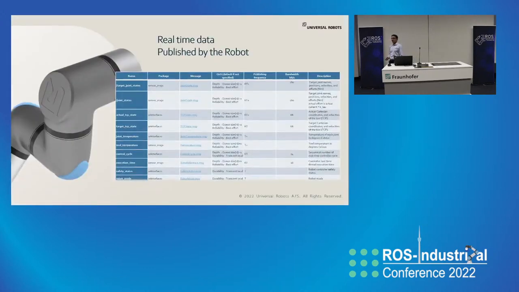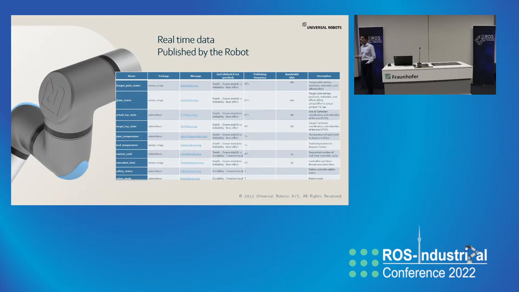Now another part is real-time data. Right now our robot is publishing a relatively big amount of information about its own state. We have also implemented a part where we are sending that real-time data over ROS. For some of the topics, it is sent at 500 times per second. So joint states is published 500 times per second.